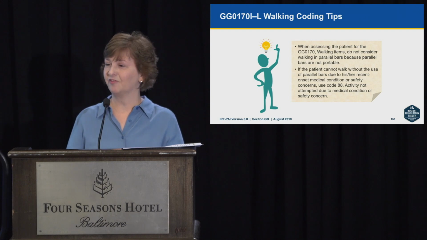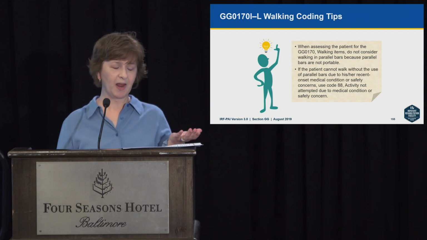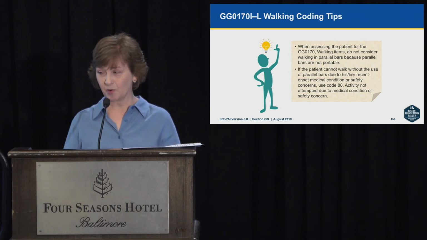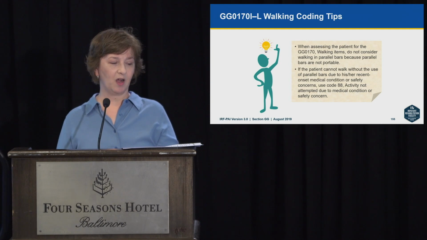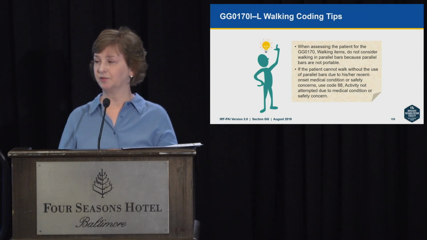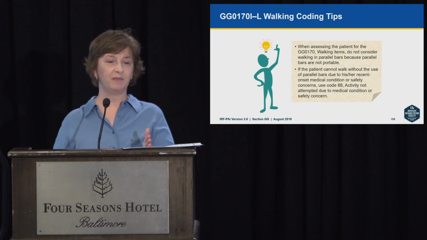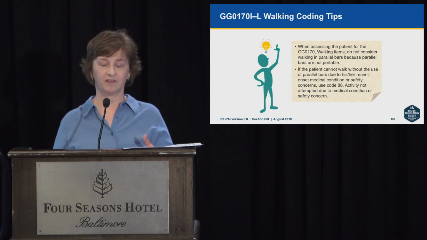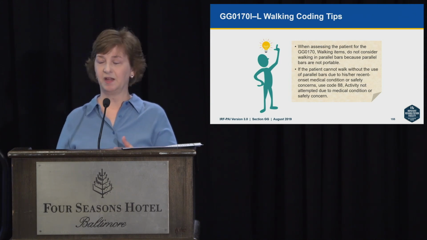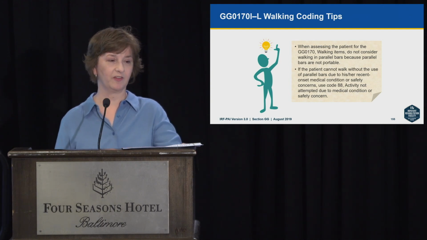Obviously, as I described before, perhaps somebody had a spinal cord injury 20 years ago, and so the person is not able to walk 10 feet. They were not able to do it prior to the current illness, exacerbation, or injury, so maybe they're admitted with a new condition, but the person was not able to walk 10 feet prior to the current illness, exacerbation, or injury. It would be coded 09. That would be the appropriate activity not attempted code for that patient.